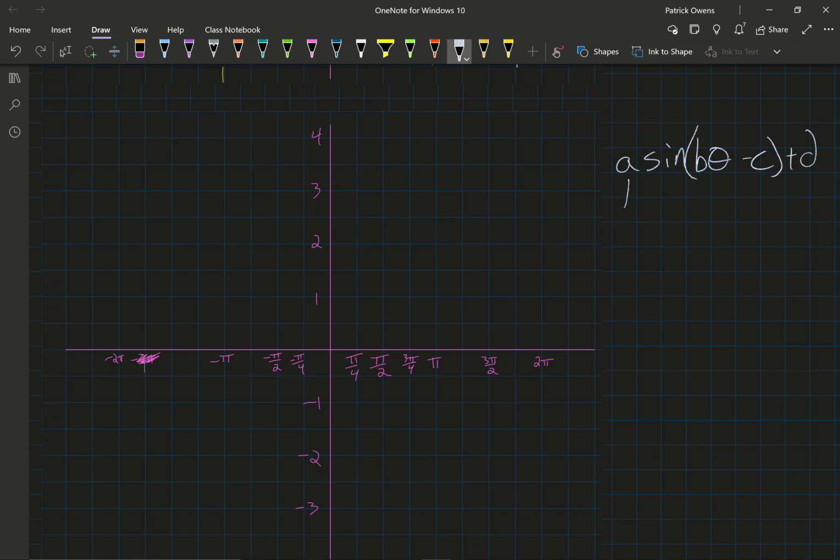So let's first talk about a. A is going to change our amplitude for this function. So if we look at our standard sine function, I'm just going to do a quick little sketch here, do a few of the points. It follows this pattern. So I'm connecting the dots. The amplitude is going to affect where the maximum and minimum values are on the y-axis. Nothing changes on the x-axis due to the amplitude.